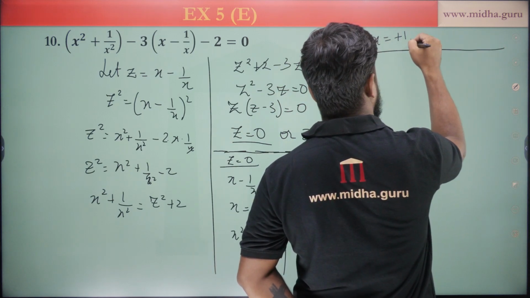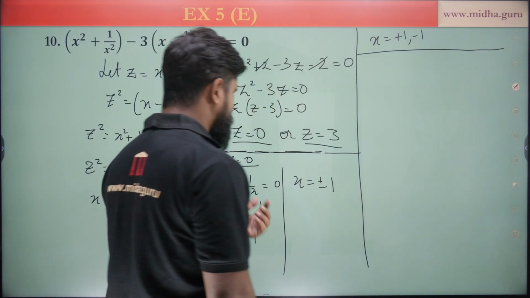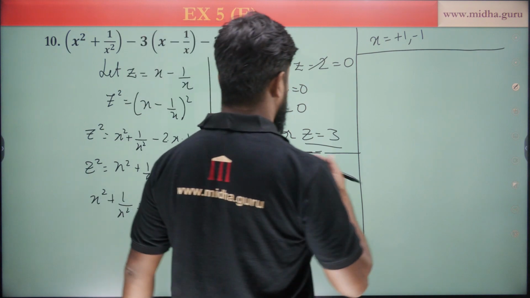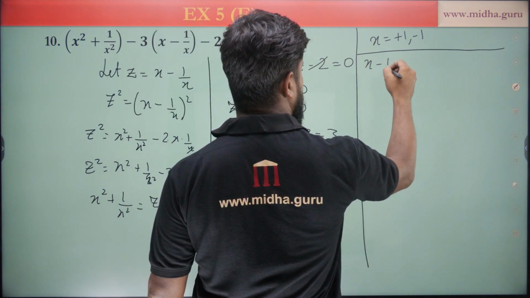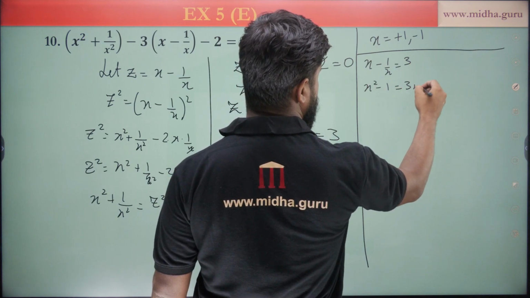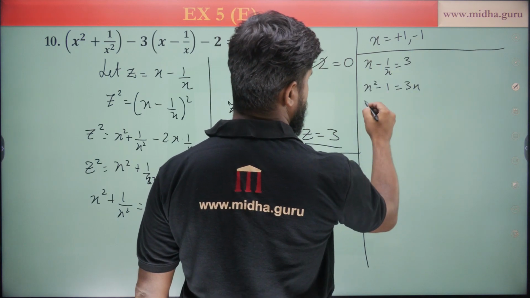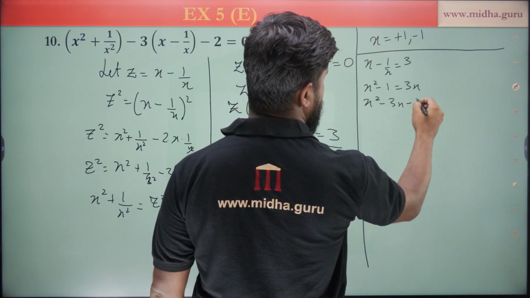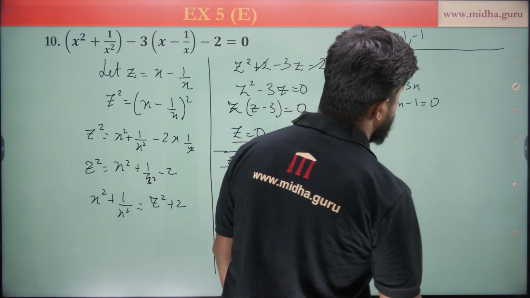So x is either plus 1 or minus 1. This is based off the value that z was 0. Now again we will come back to x minus 1 by x is equal to 3. So x square minus 1 is equal to 3x, since taking the LCM, I took the 3 to the other side. x square minus 3x minus 1 is equal to 0.